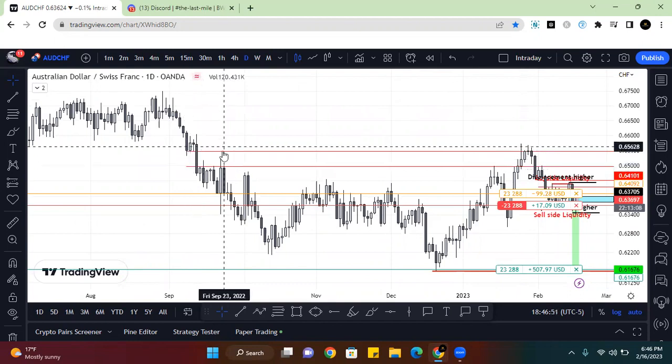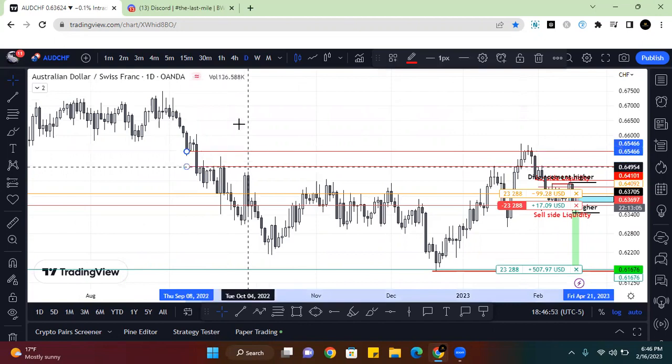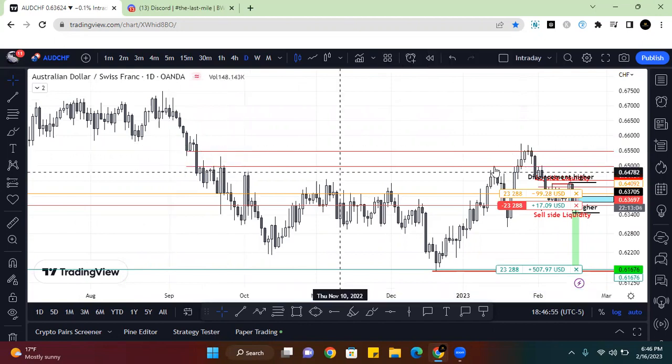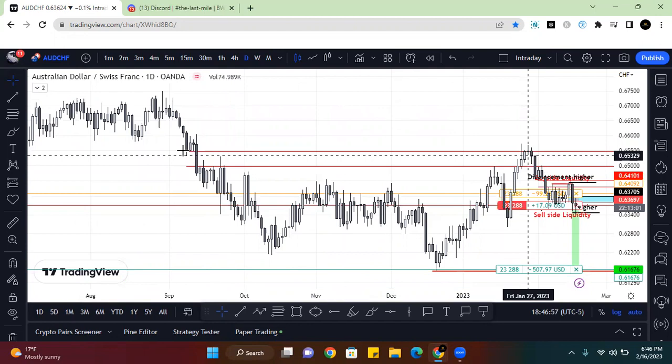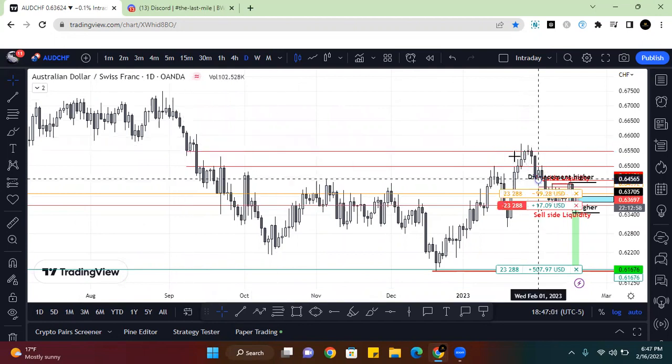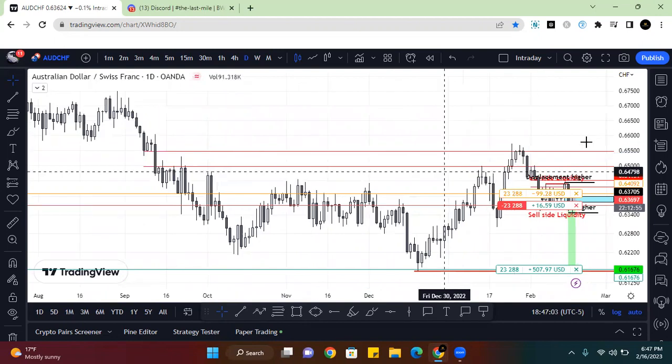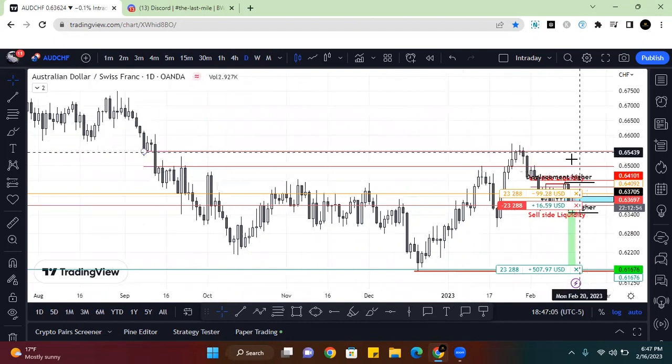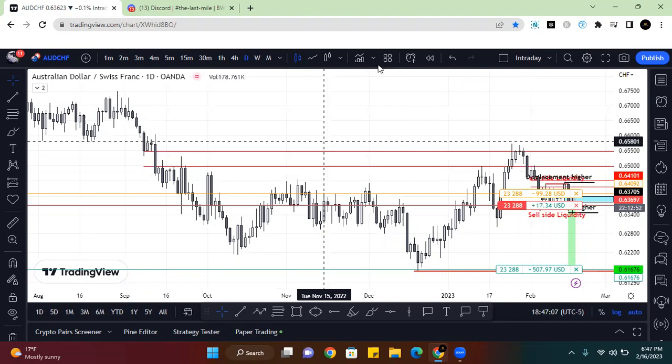I marked up the skinny red range right here. So basically it came up and filled the fair value gap and tapped into this order block all at the same time within a few days. Jump in the chat box if you can see that. Perfect. So I saw the daily in premium territory.